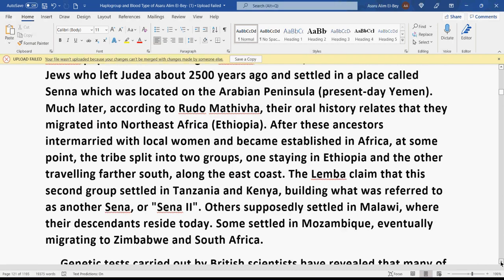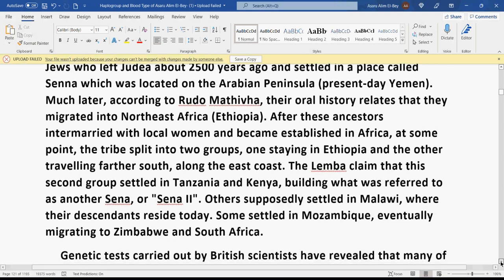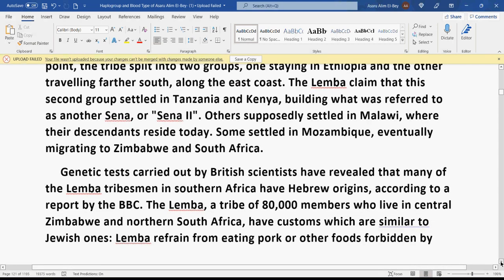So I'm showing you all of these connections. Building what was referred to as another center, center two. Others supposedly settled in Malawi, where their descendants reside today. Some settled in Mozambique, eventually migrating to Zimbabwe and South Africa. Come to find out that Nelson Mandela was E1B1A. He is Hebrew Israelite, even though he had Bushman, Hottentot, Khoisan ancestry.